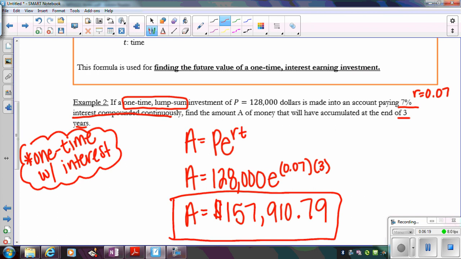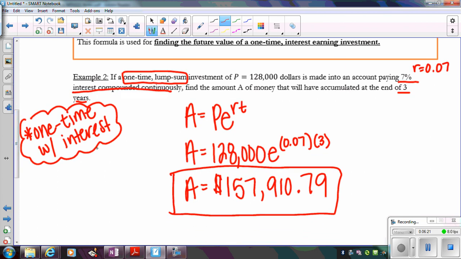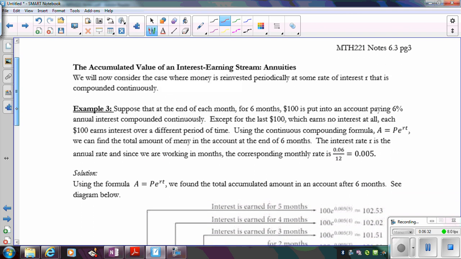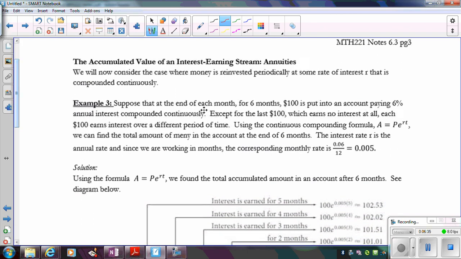So that's it. Now you've seen one where it's a one-time investment with interest, and you've seen one where it's continuous without interest. Next we're going to look at continuous with interest. Let's read through this problem. Suppose that at the end of each month, for 6 months, $100 is put into an account paying 6% annual interest. So we have interest, and for 6 months we have $100 going into an account. So this indicates that it's continuous for 6 months.